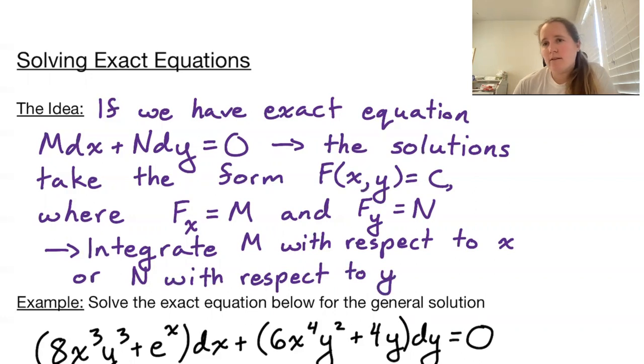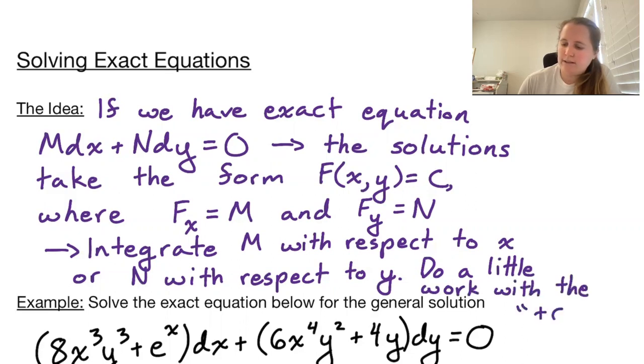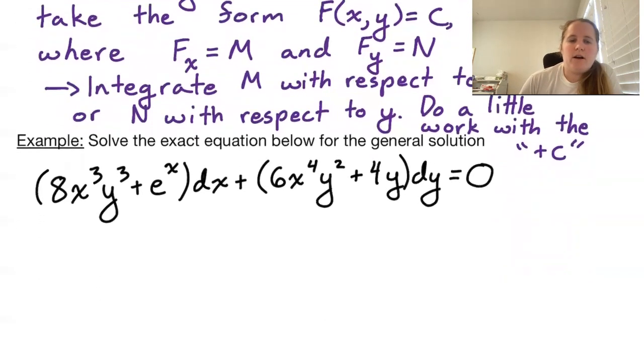And then the only thing that might change is how that constant works. So we'll do a little work with the plus c component. Let's start off with the equation 8x cubed y cubed plus e to the x dx plus 6x to the fourth y squared plus 4y dy is equal to 0. I tell you here that this is exact, but we can always check that it's exact.